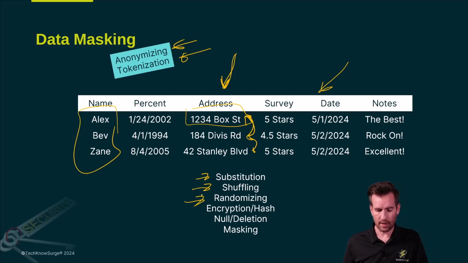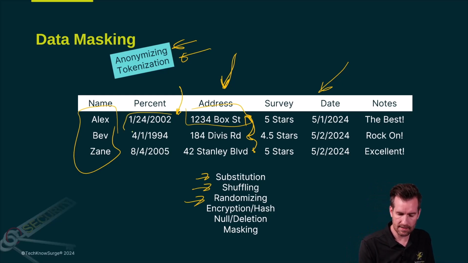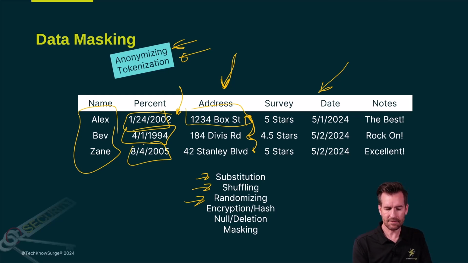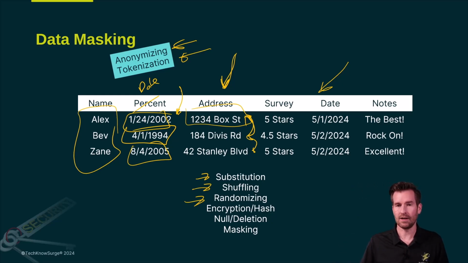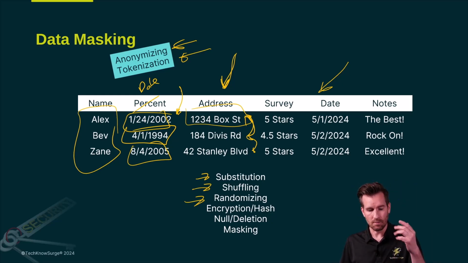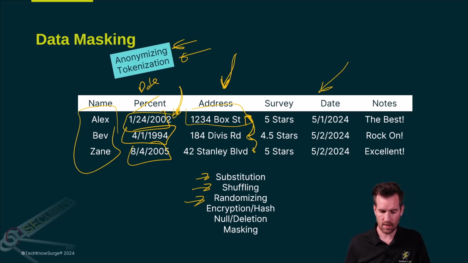Or maybe we do randomization. Randomizing would be something like we could do to our dates right here. We have the different dates here, and this should say date. Whatever these dates of birth are, we could do some randomizing where it chooses a different month, a different year, and a different day. Then it creates it and replaces these values right here.